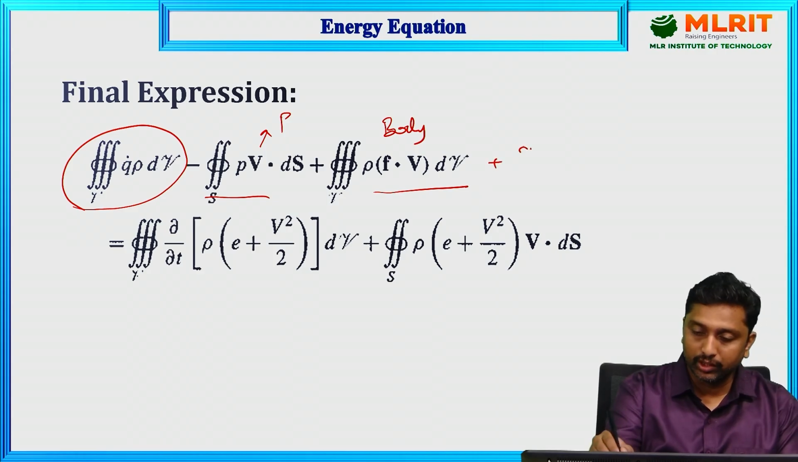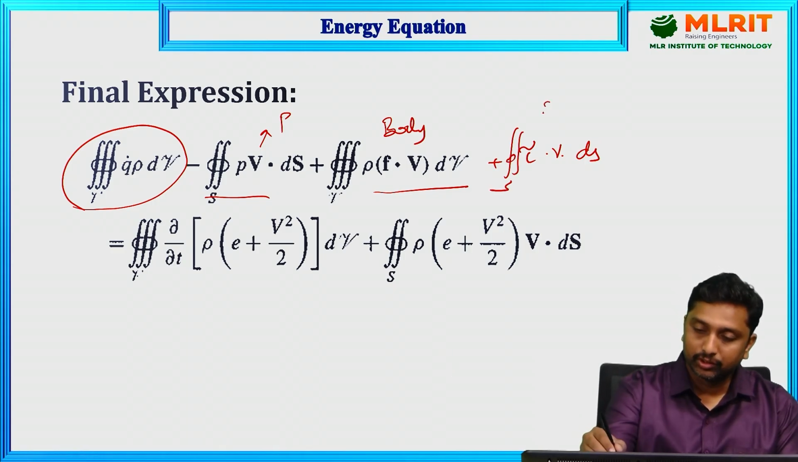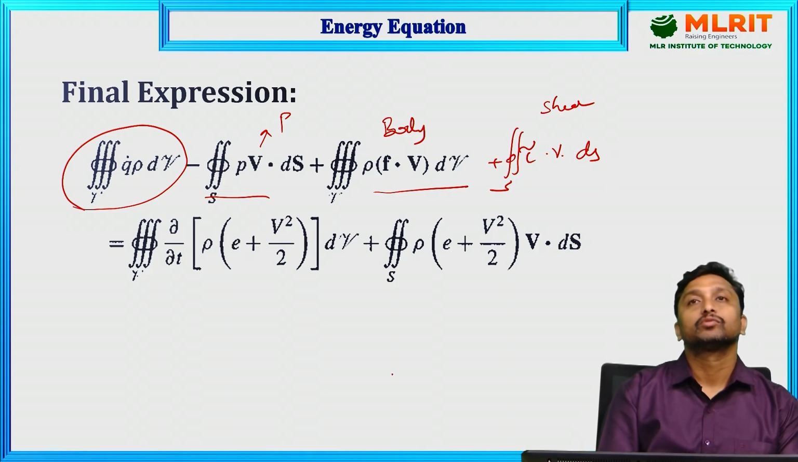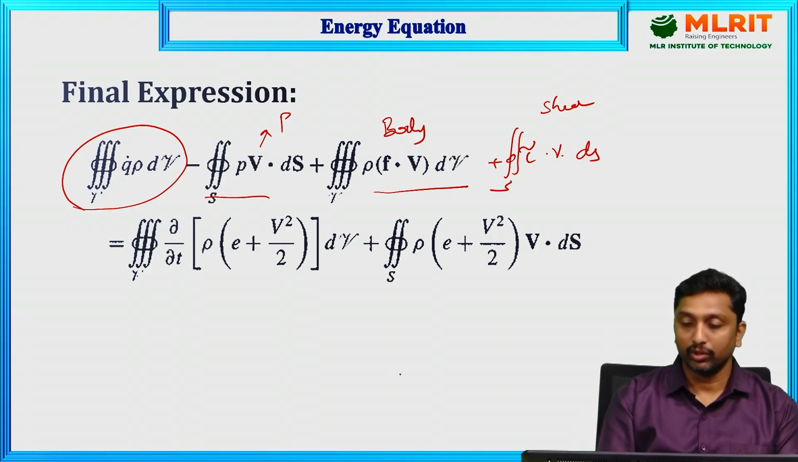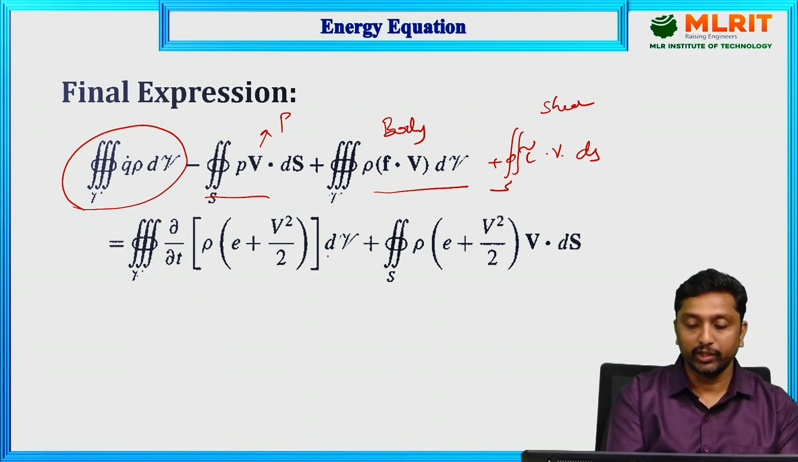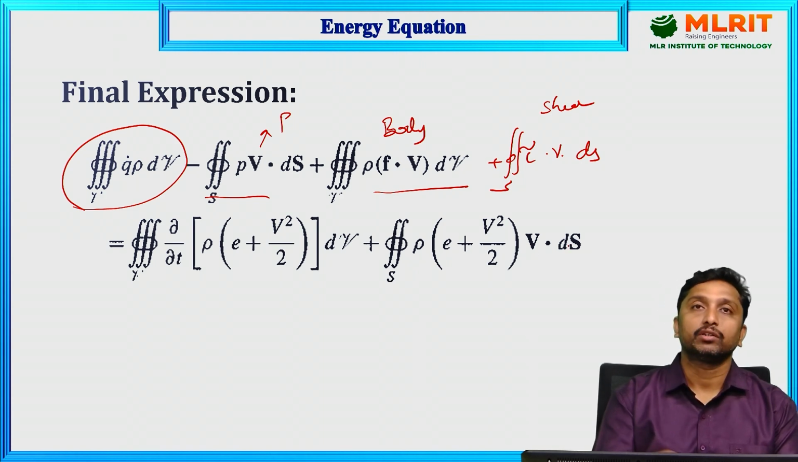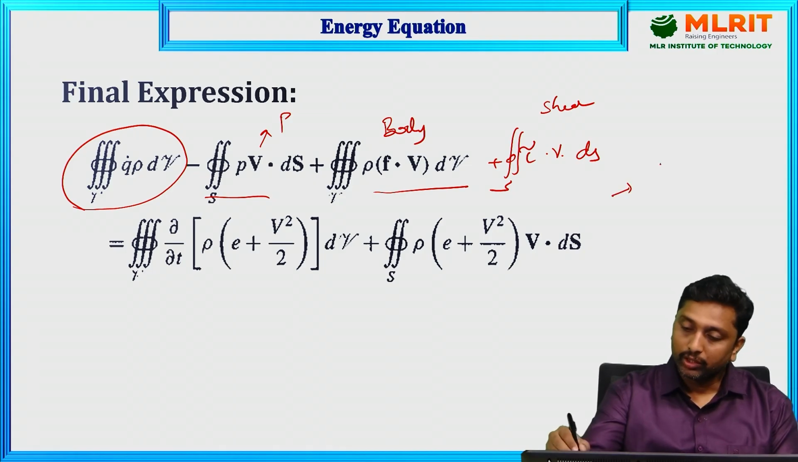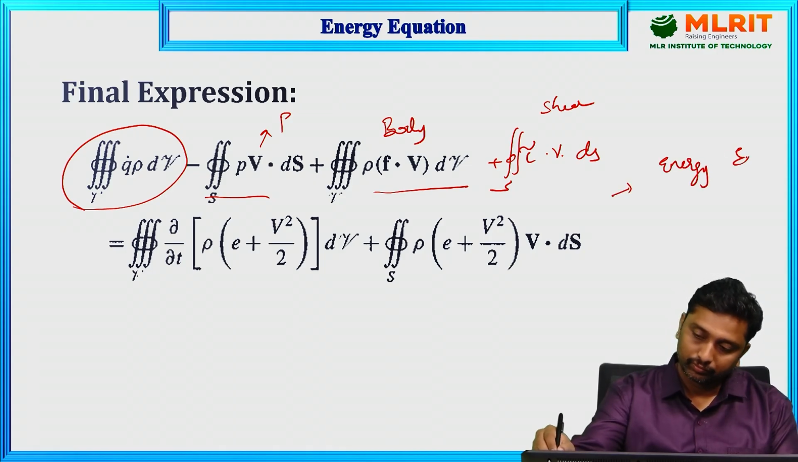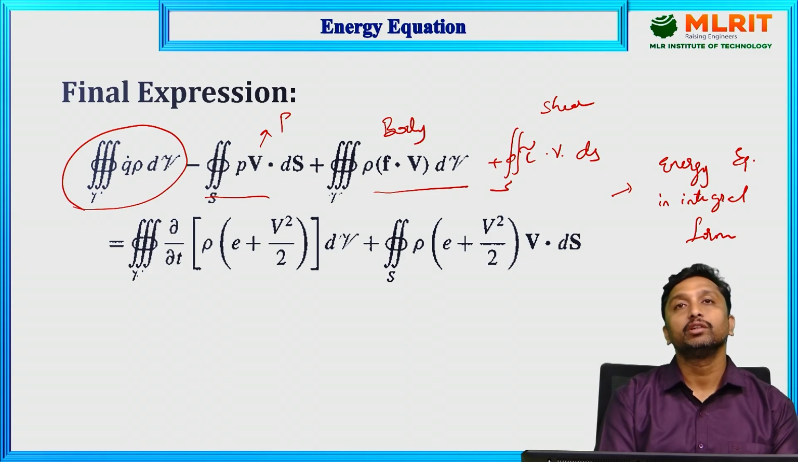One more term is there, that is tau V dS with a surface integral, which is the shear force contribution to the work done, equals dou by dou t of rho into E plus V square by 2 into dV plus rho E plus V square by 2 V into dS. So this is called the energy equation in integral form.